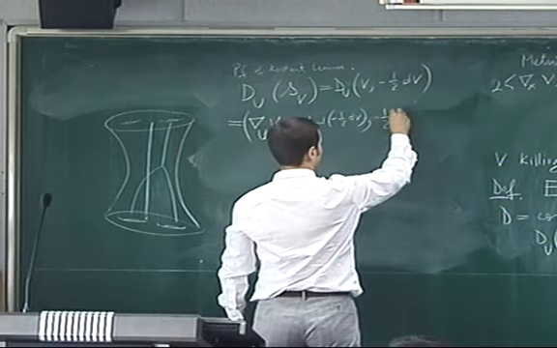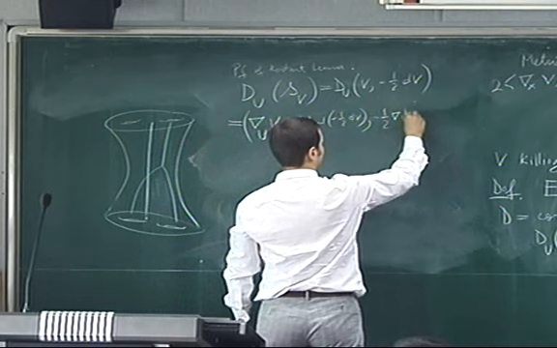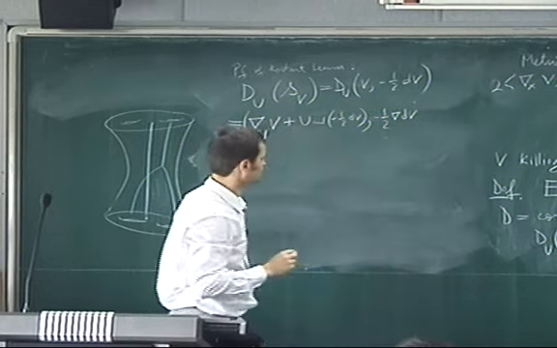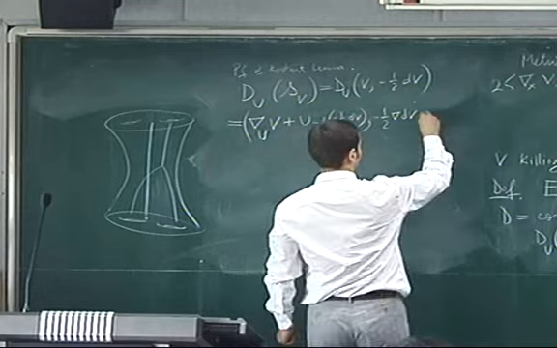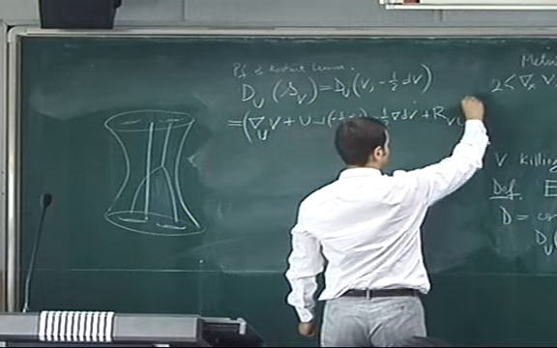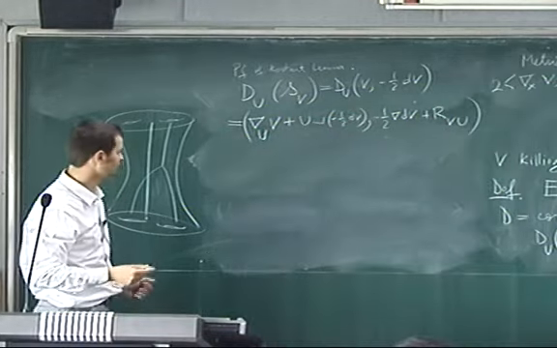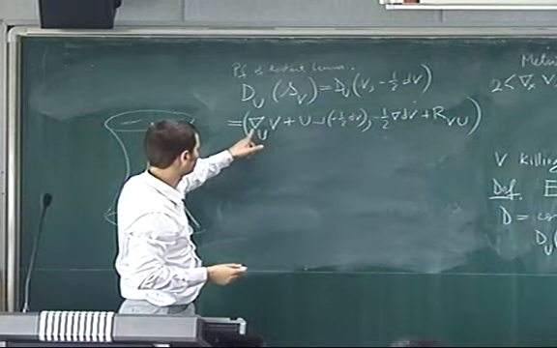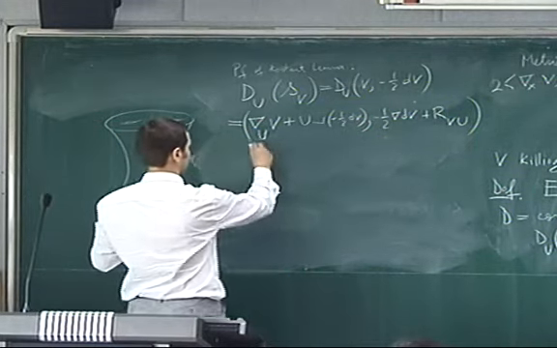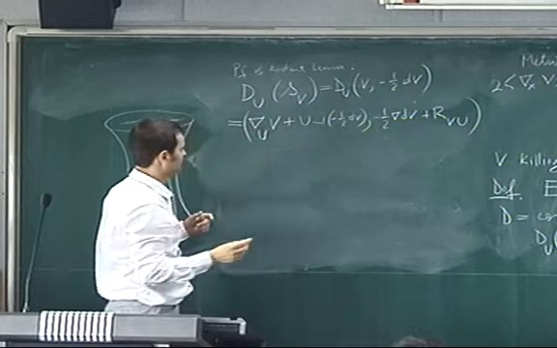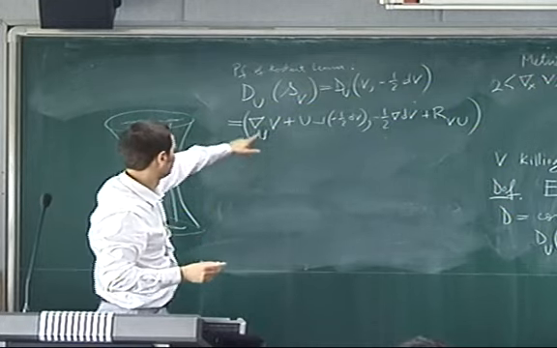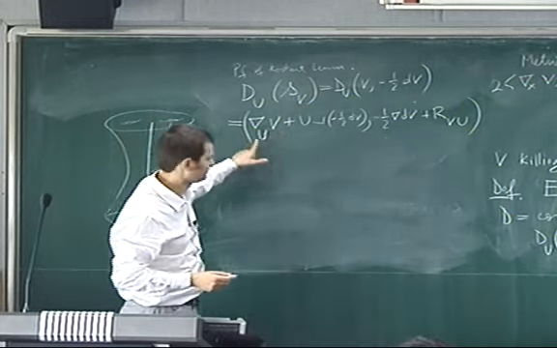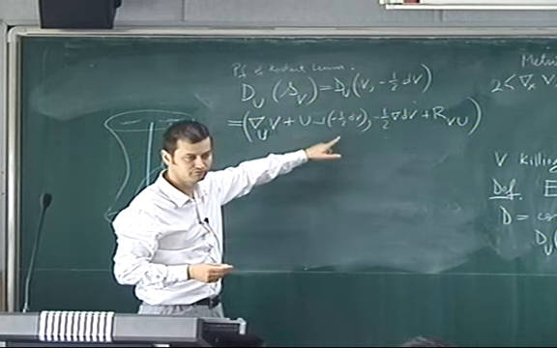plus nabla uv plus u contracted with minus 1/2 dV, minus 1/2 nabla dV plus RVU. Okay, so let's check that for a V Killing vector field, the first part vanishes, regardless of U.